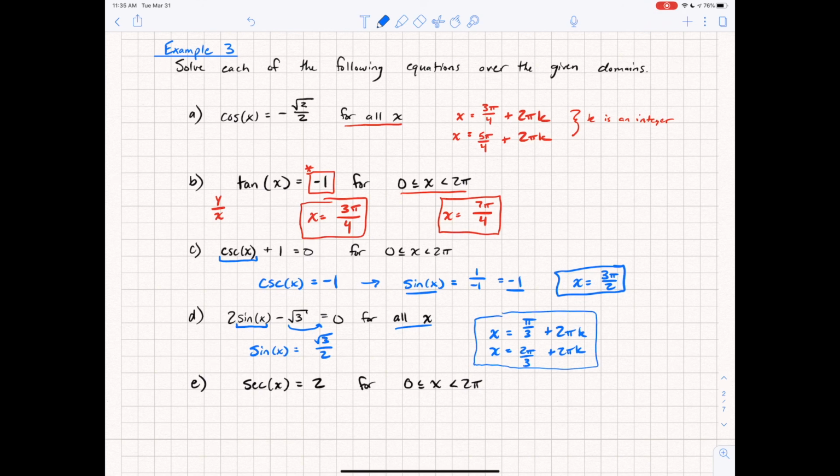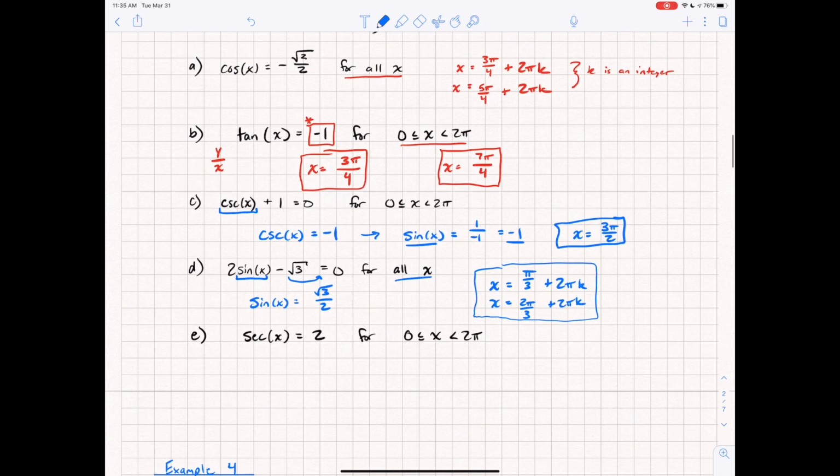All right, E. So I'm looking to solve this equation. Secant x is equal to 2, and I want to solve this for x's in between 0 and 2 pi. So I'm looking specifically in one go around of the circle, where would secant be equal to 2? But I'm not really going to be solving the secant problem. What I'm really looking for is where is cosine equal to the reciprocal of 2, or 1/2. So now I'm really solving this problem.